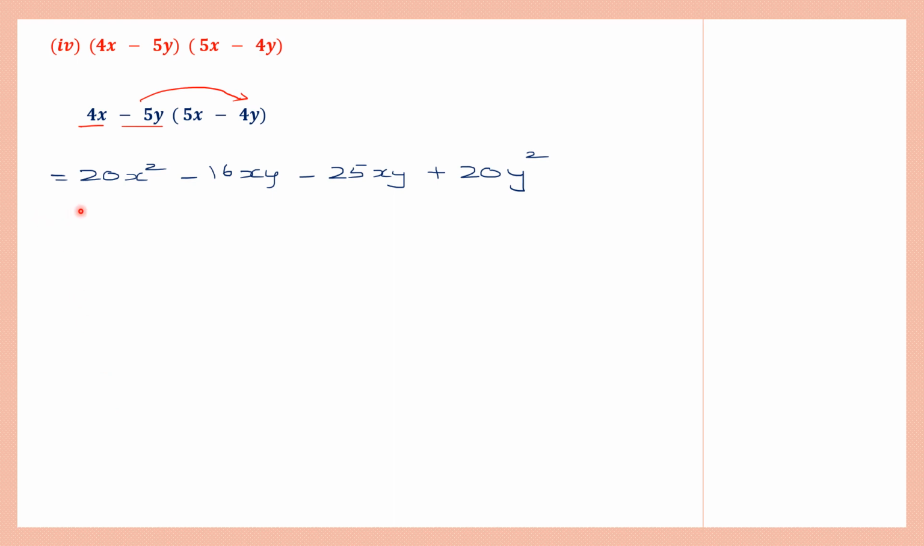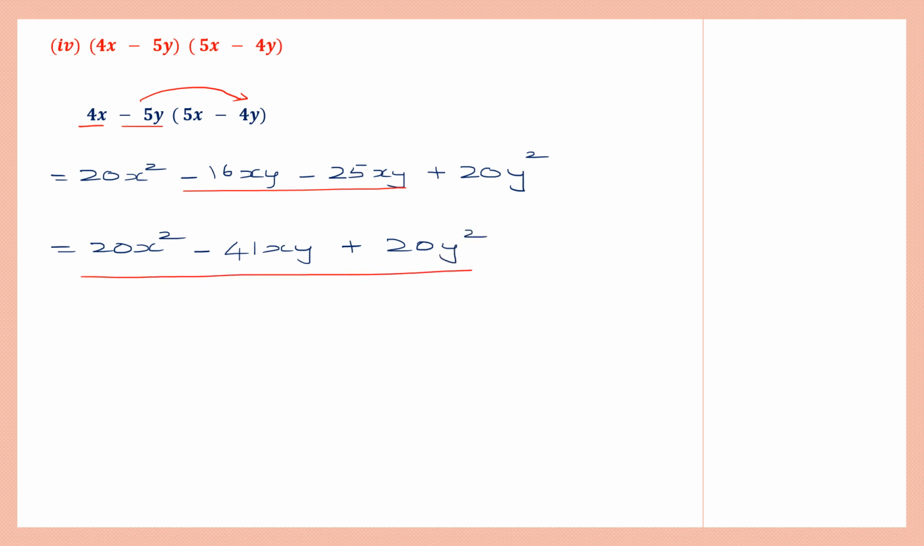Now let's look out for the like terms. 20x square, do we have an x square? No. Then we have xy, we have one more xy. So these are the like terms. So the first one remains as it is, that is 20x square. Now here we have minus 16, minus 25, signs are the same. So we put the same sign and we add. 16 plus 25 is 41, and then we write xy and we write 20y square as it is. So now we have a final answer, 20x square minus 41xy plus 20y square.